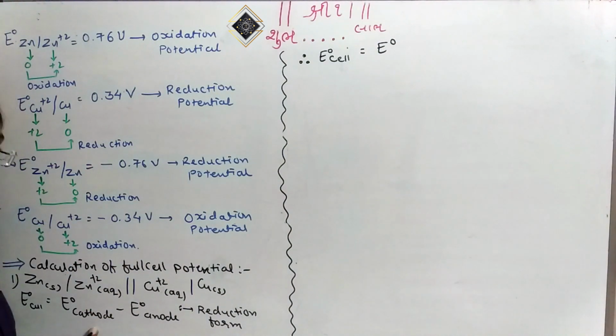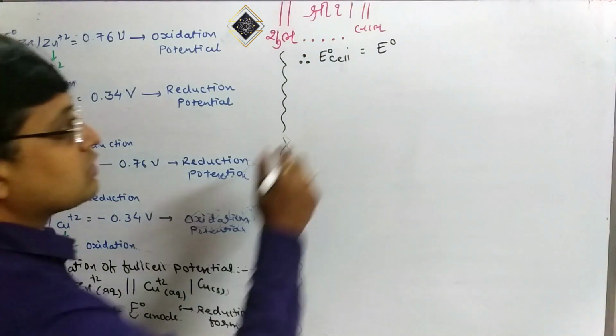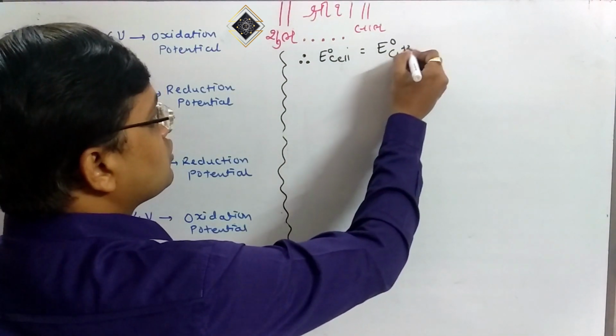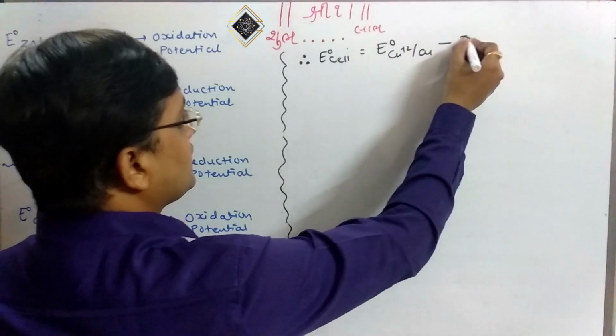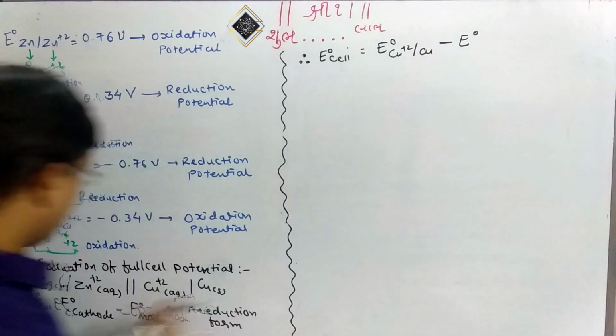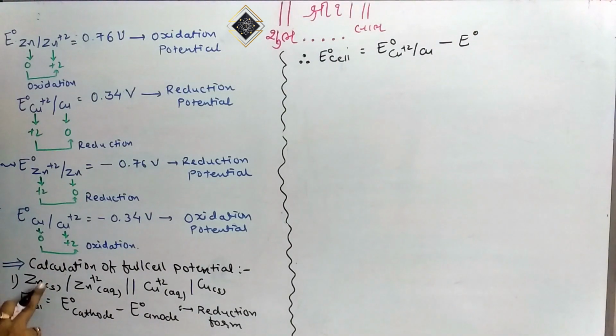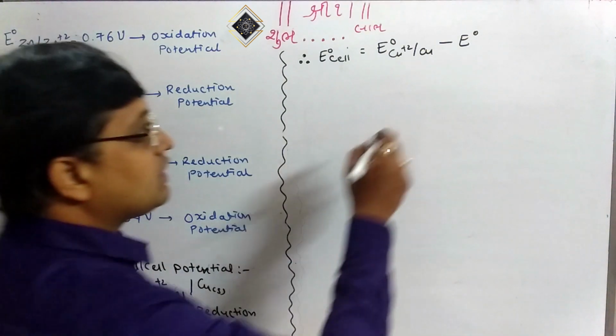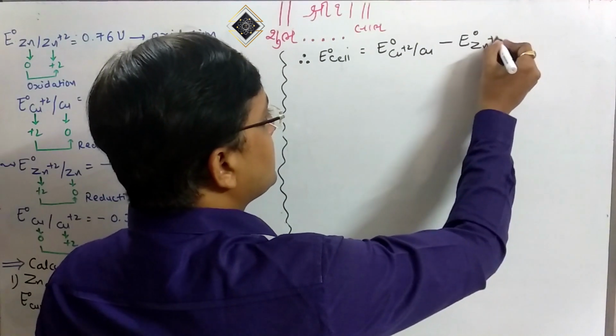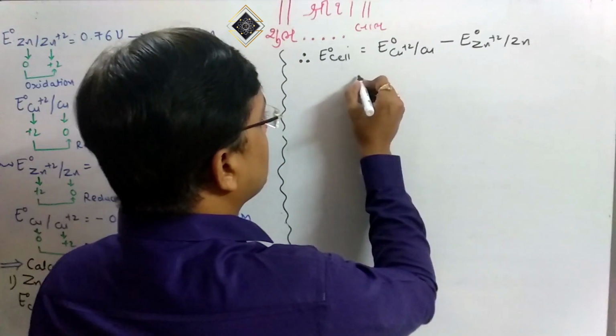Right? On the cathode, the reduction reaction occurs: Cu plus 2 converts into Cu. So Cu plus 2 slash Cu, E0. On the anode, it is an oxidation reaction: Zn converts into Zn plus 2. But we have to write it in the form of reduction. That means the opposite of this: Zn plus 2 converts into Zn. So here it is E0 Zn plus 2 slash Zn.